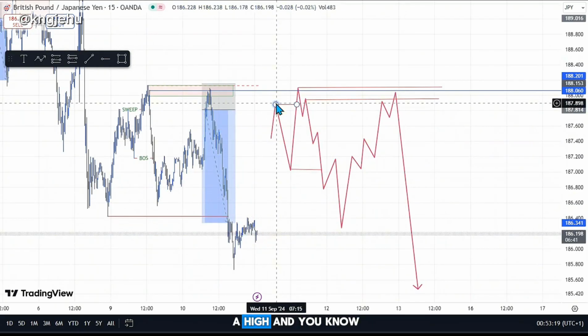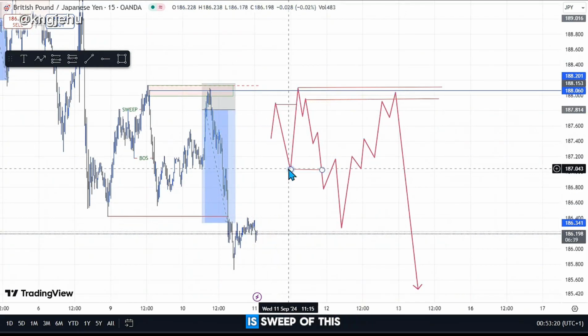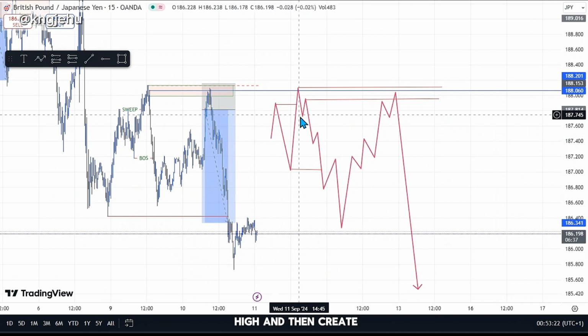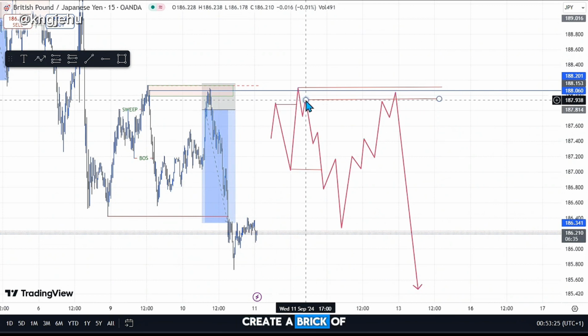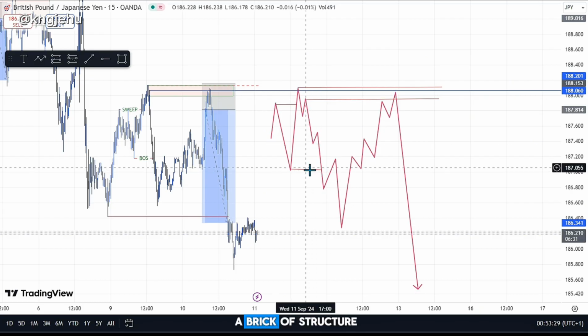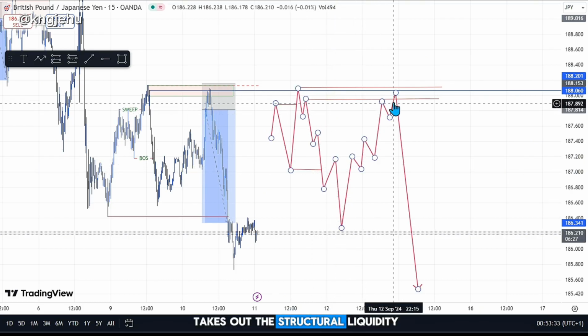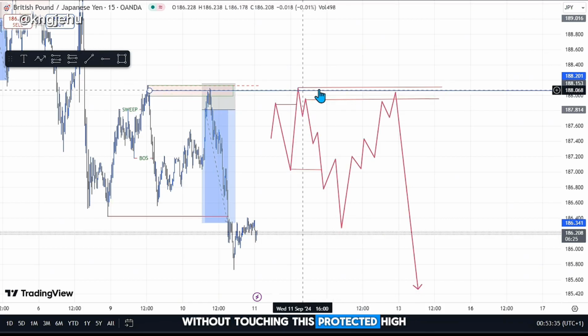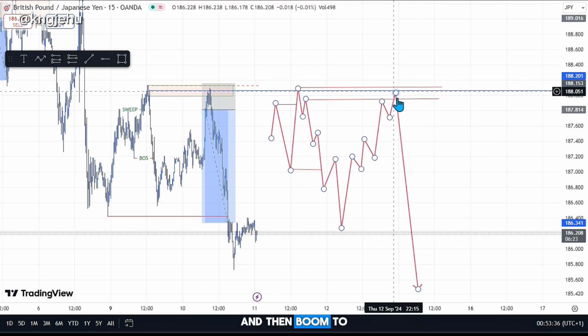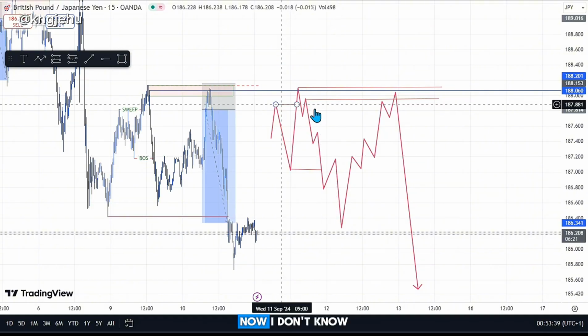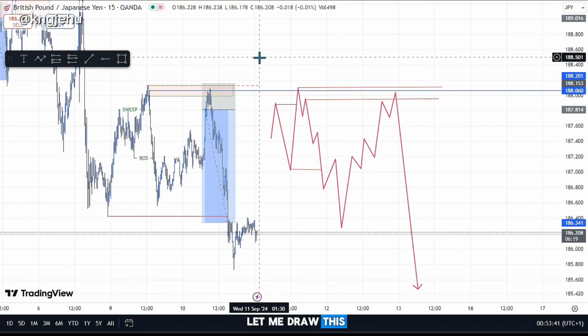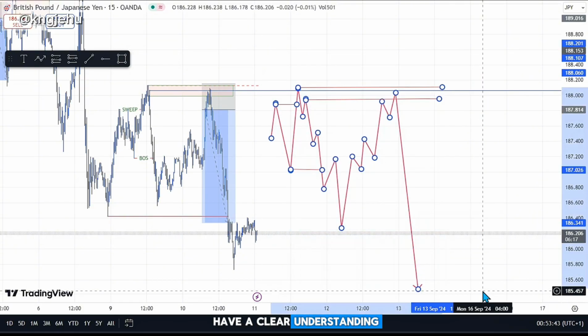We look out for a high and a low, a sweep of this high, and then price creates a break of structural liquidity, and then we have a break of structure right here. Then the market reverses and takes out the structural liquidity without touching this protected high, and then boom to the downside. Let me draw this from the beginning so that you have a clearer understanding of what I'm saying.